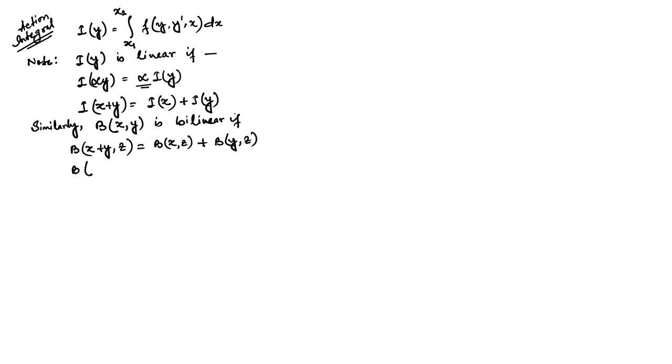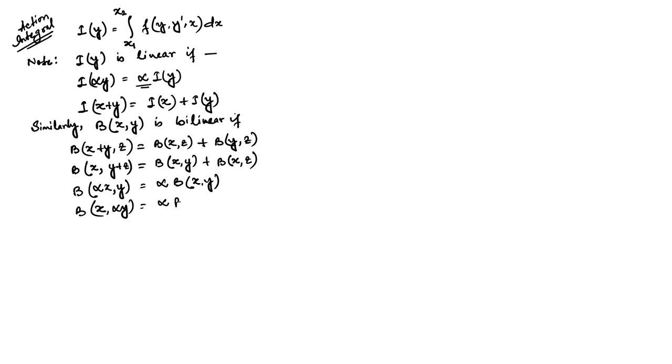Similarly, if we have B of x comma y plus z, it will be B of x comma y plus B of x comma z. Again, if we have B of alpha x comma y, this will be equal to alpha times B of x comma y. Similarly, B of x comma alpha y will be alpha times B of x comma y. So, these are the linear properties of this action integral.